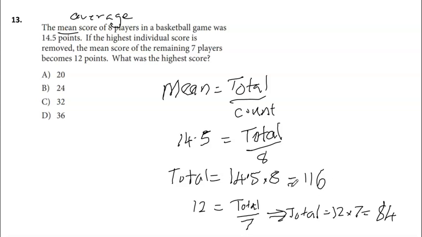And now we just find the difference, right? This is the total when all the 8 players were involved. This is the total when the highest scoring player was removed. So to find the highest scoring point, we just have to find the difference. So it's going to be 116 minus 84, right?